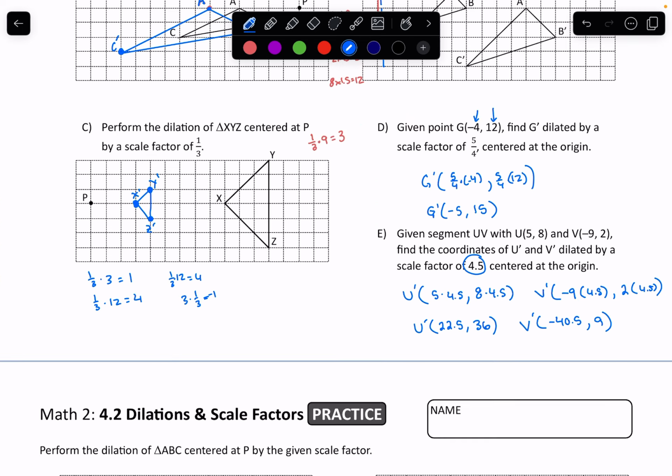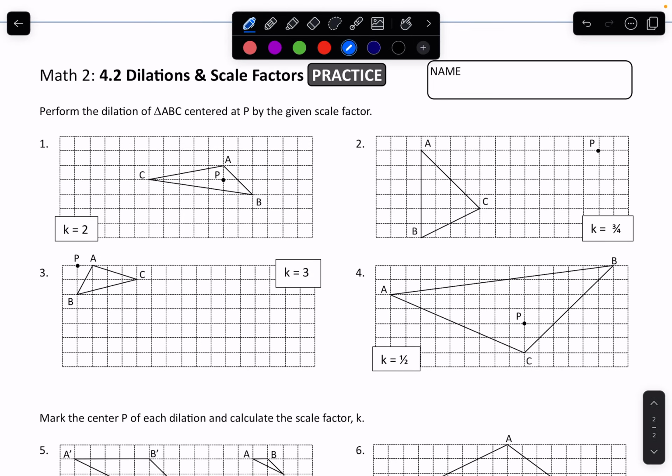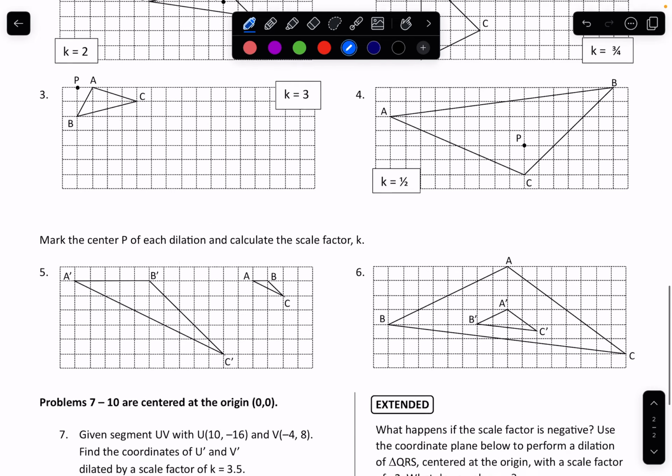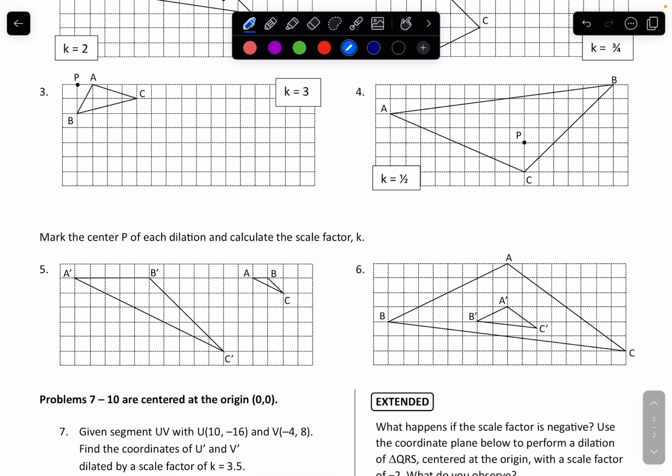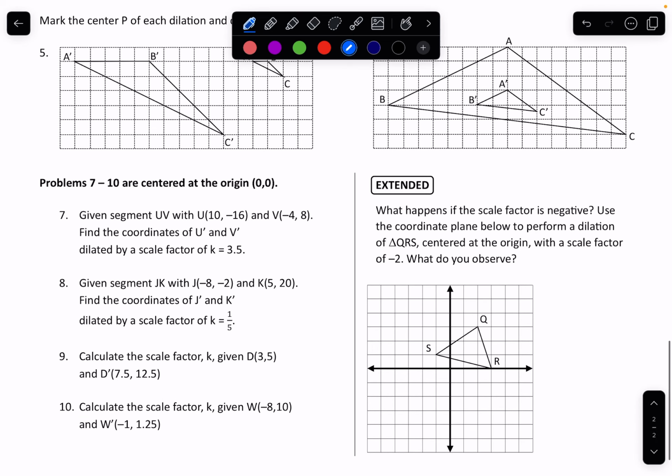Okay, your turn. You're going to do a little bit of everything. It's going to give you a center, and it's going to ask you to dilate a shape. It's going to give you two shapes and ask you to find the center and the scale factor. And then it's going to give you a few word problems without the picture to help you out. Come see me if you have any problems.